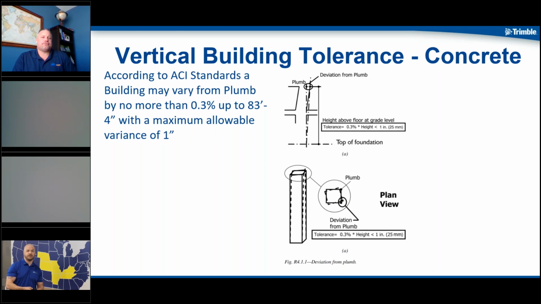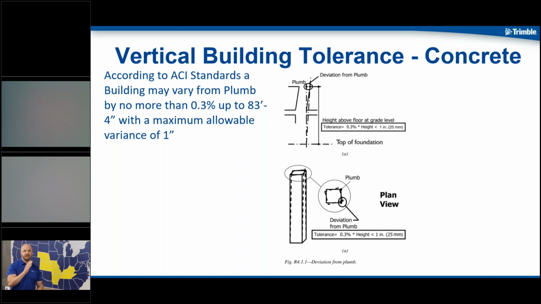So ACI controls the concrete standards. The concrete standard allows a maximum allowable variance out of plumb of 1 inch, and that's up to an 83-foot building. Just keep in mind that 1 inch is the maximum that it can be out. Now, that doesn't mean that it can't sway in and out as it goes. So just keep in mind, that's just the concrete tolerance alone.